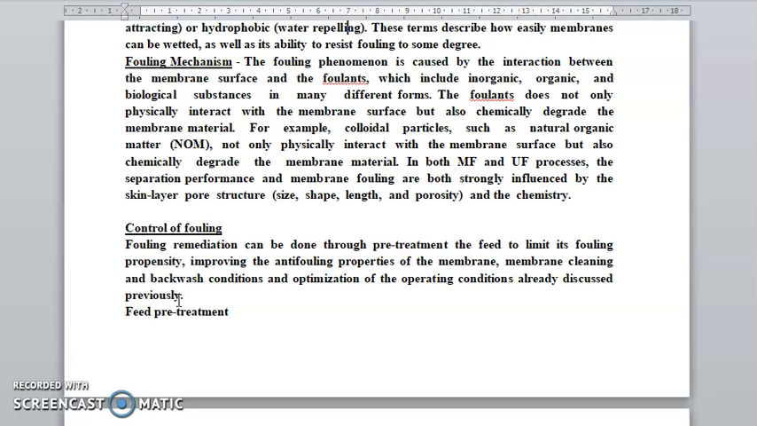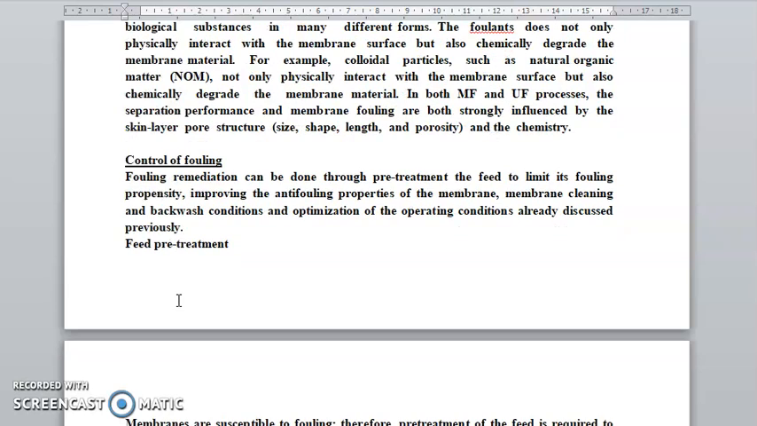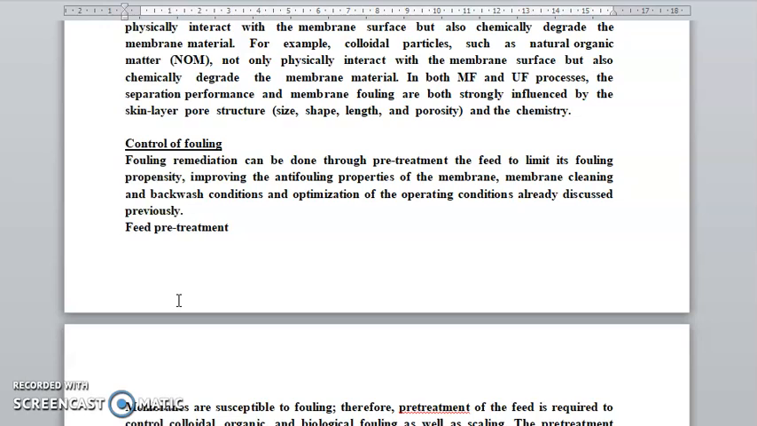The separation phenomena and membrane fouling are both strongly influenced by the skin layer porous structure and chemistry. Controlling of fouling can be done through pre-treatment of the feed to limit the fouling, improving the anti-fouling properties of the membrane, cleaning and backwashing, and optimization of operating conditions, already discussed previously.